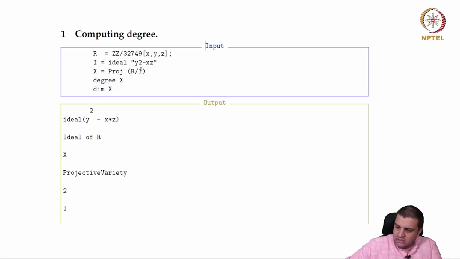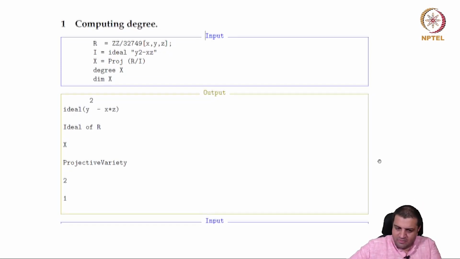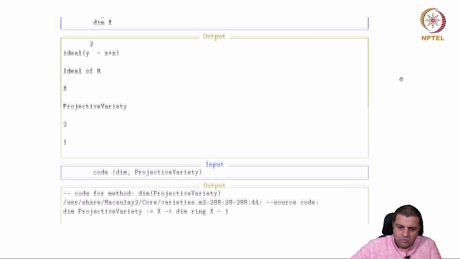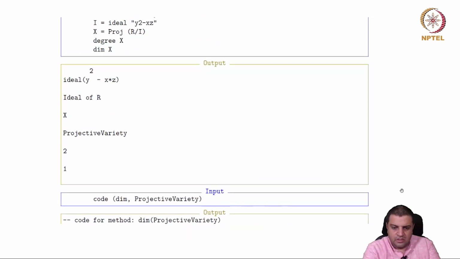So we ask questions to Macaulay. If we ask x is equal to proj R mod I, it would say x is of type projective variety, and you can ask for help or methods to figure out what all things you can do with a projective variety. One command is degree of x. We ask for degree of x, it gives out 2, and dimension of x, it gives out 1. We'll worry about the degree afterwards, but let's just look at dimension.